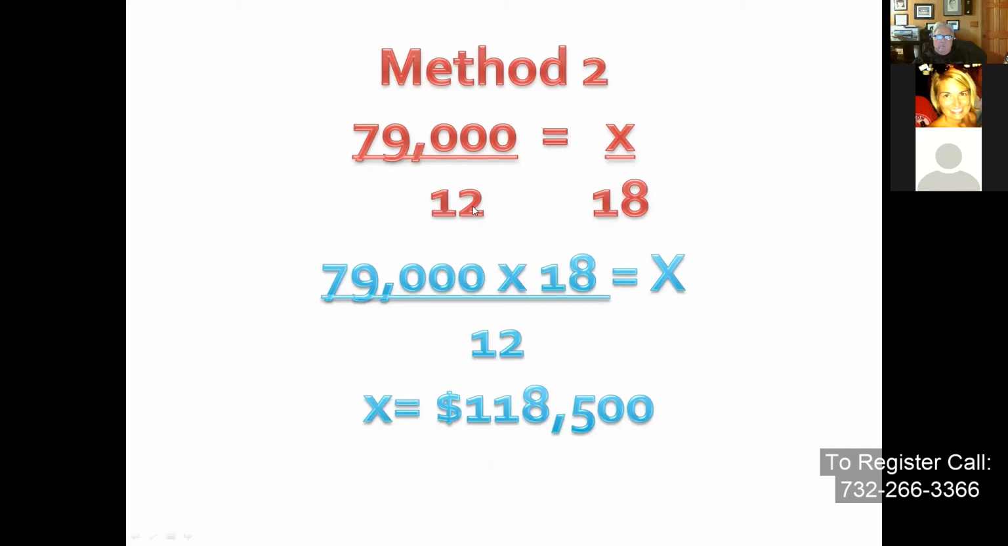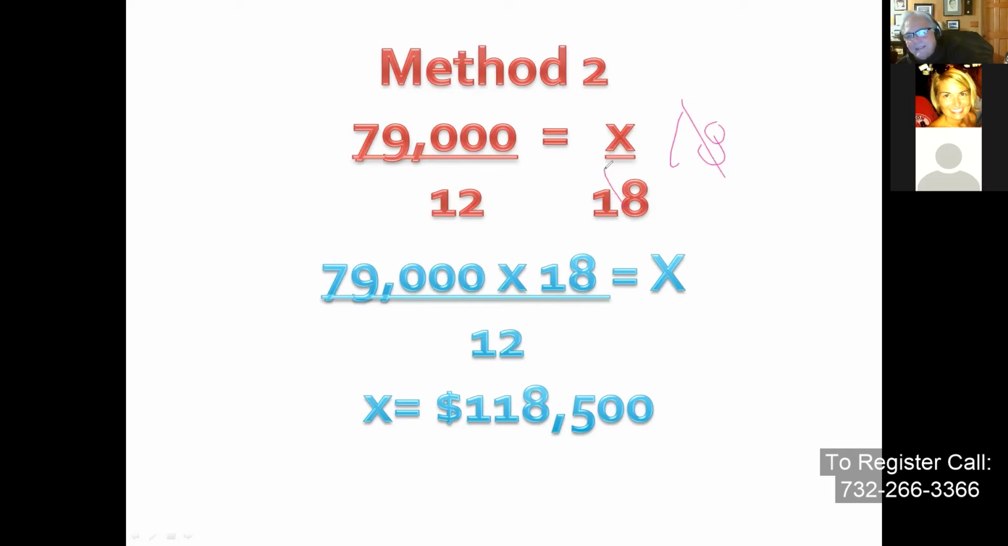79,000 is to 12% as X, the daughter's share in money, is to 18%. So that's another way you could do it. 79,000 is to 12% as X is to 18. You're going to solve for X. The way you solve for X, we want to get rid of this 18, so we're going to multiply both sides of the equation by 18.